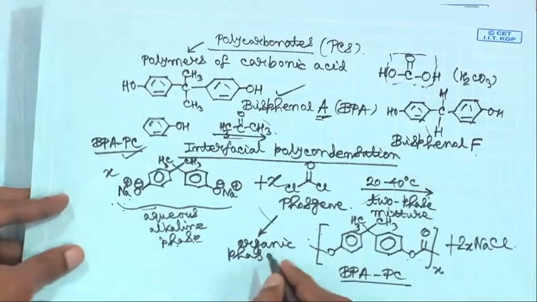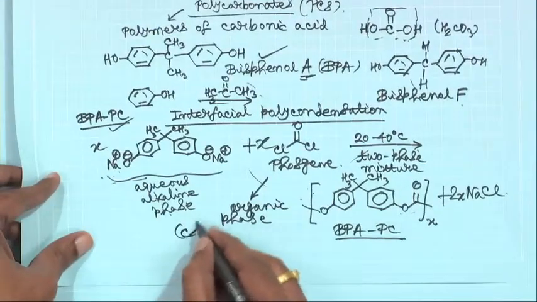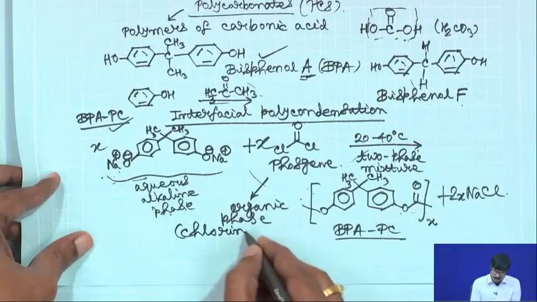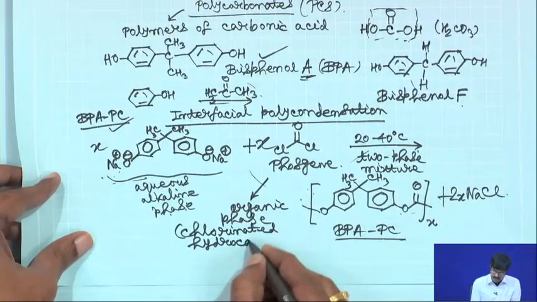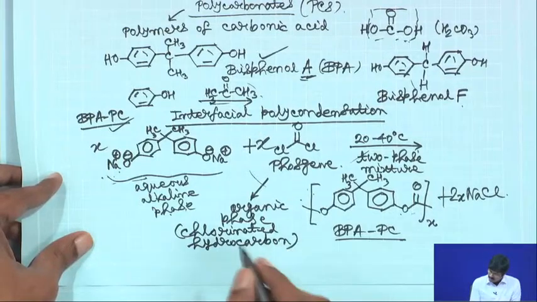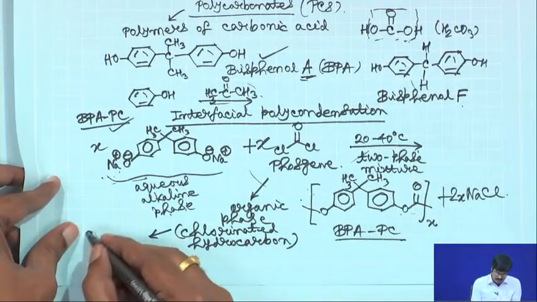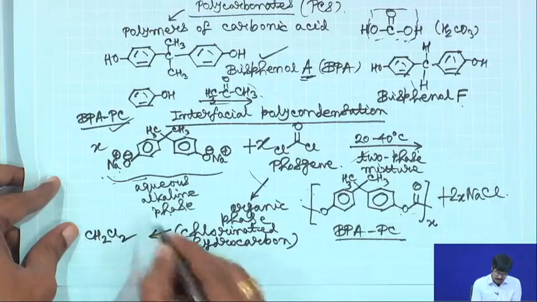Now, typically this organic phase will consist of a chlorinated hydrocarbon, that will be the solvent that you are using. Say it could be dichloromethane.